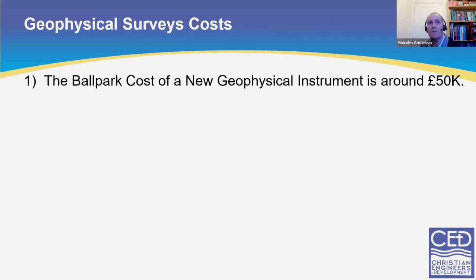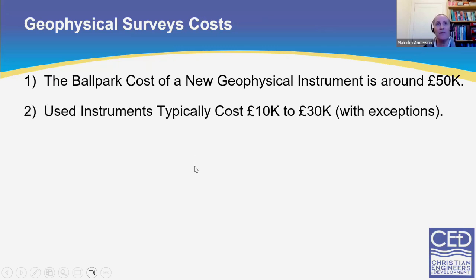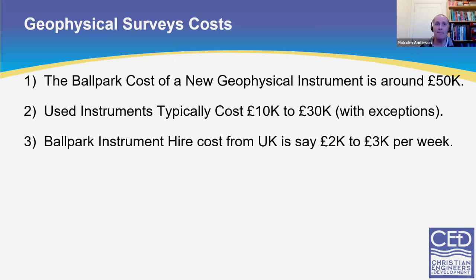So just a brief overview on cost, so you get a feel for how expensive these surveys are. The ballpark cost for a new geophysical instrument is around 50,000. Now, some are quite a lot less and some are quite a lot more, but that's a good indication. Used instruments are at least half price, depending on how good their condition is. And ballpark instrument hire costs in the UK will typically be about £2,000 to £3,000 per week.